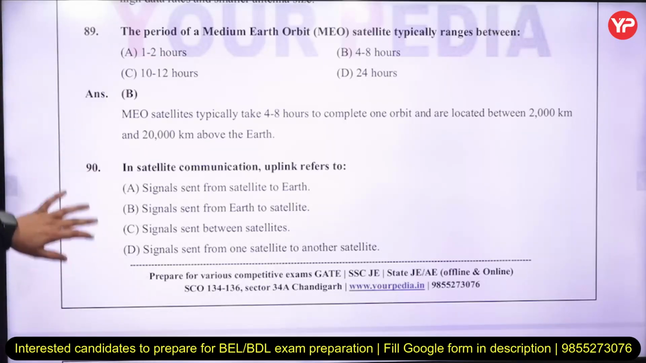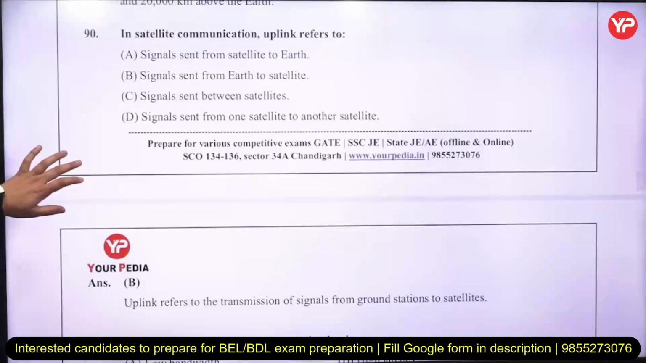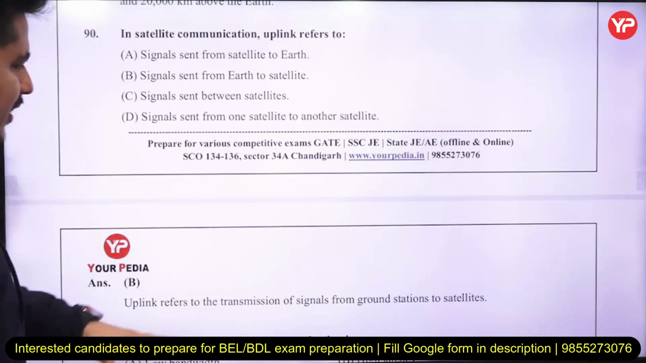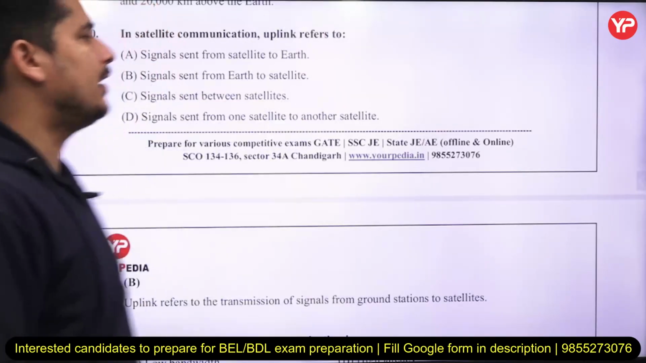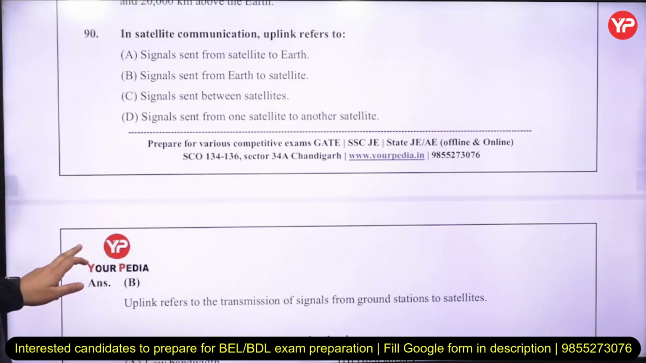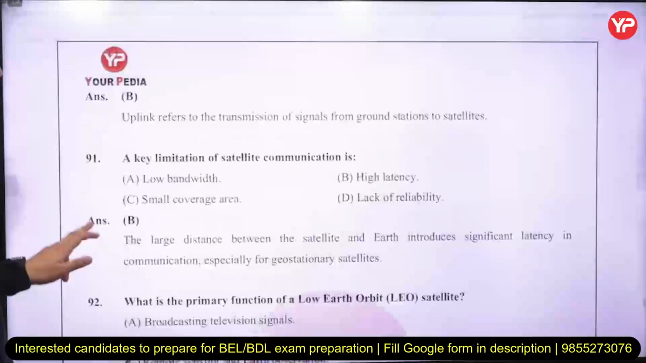In satellite communication, uplink means whenever you are sending a signal from the ground station to the satellite, that is called uplink. So the signal is sent from the earth station to the satellite.